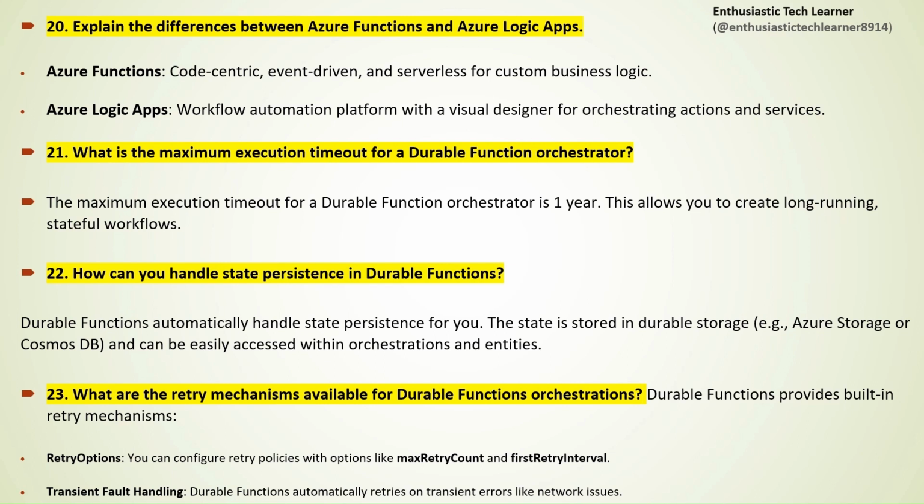What is the maximum execution timeout for a durable function orchestrator? The maximum execution timeout for a durable function orchestrator is 1 year. This allows you to create long-running, stateful workflows.